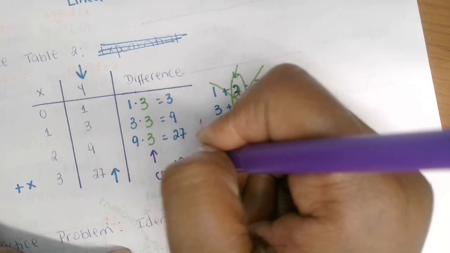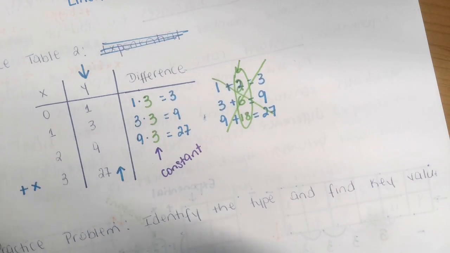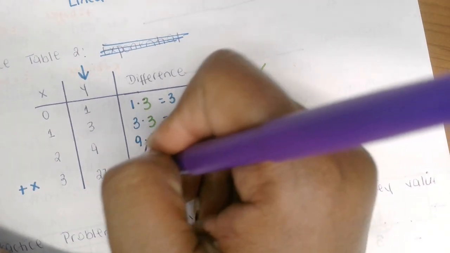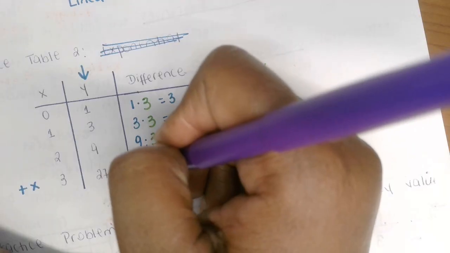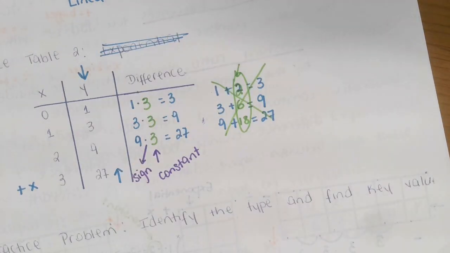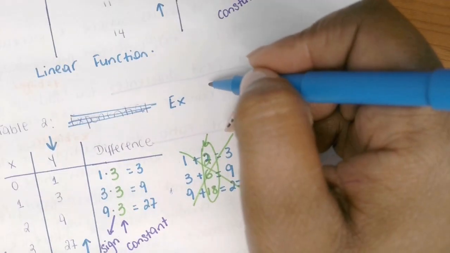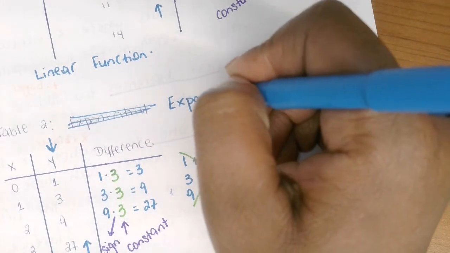So we know our constant number is 3. That's the number that we're constantly going up by to get the new value of y. And our sign is multiplication. So if we're multiplying, that would be an exponential function.